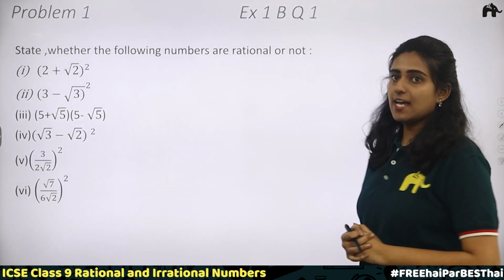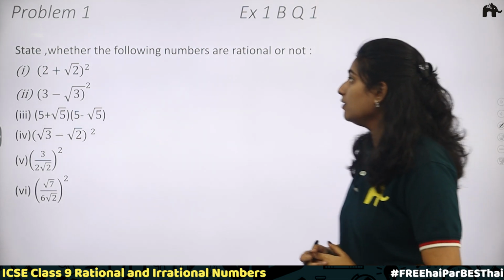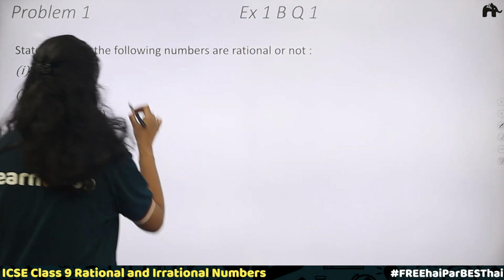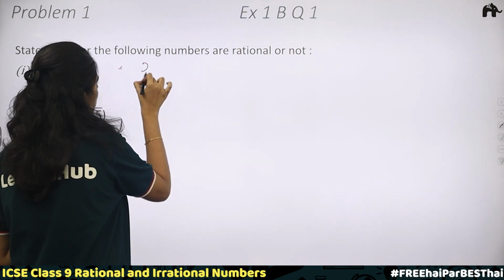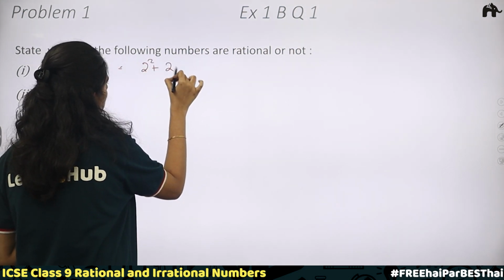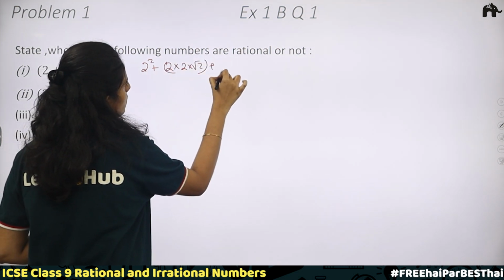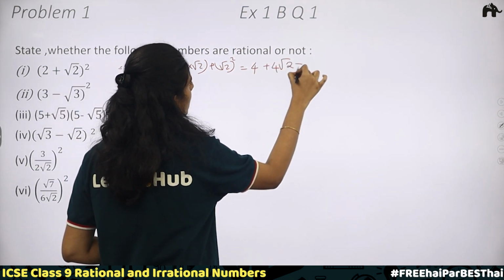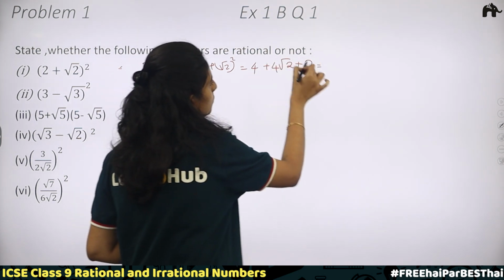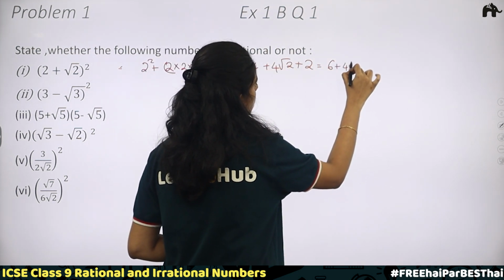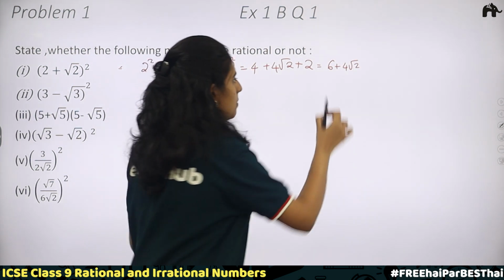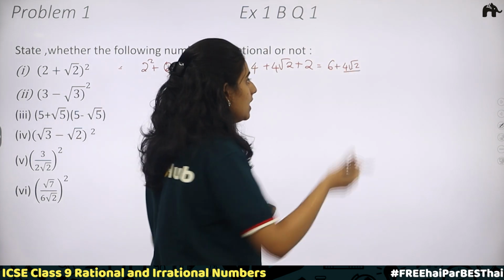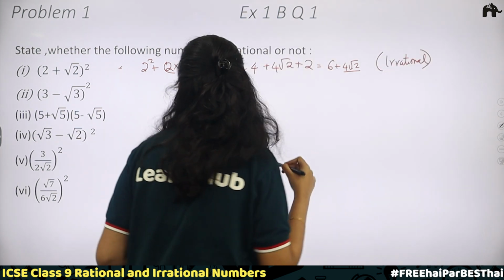Now let us do problems from exercise 1B. Question 1 of exercise 1B. State whether the following numbers are rational or not. The first one, (2 plus root 2) whole square. That is equal to (a plus b) whole square form: a square plus 2ab plus b square. 2 square plus 2 into 2 into root 2 plus root 2 whole square, which is equal to 2 square is 4, plus 4 root 2, plus root 2 square is 2, and that is equal to 2 plus 4, 6 plus 4 root 2. Here root 2 is an irrational number. Product of a rational and an irrational number is irrational. This irrational part, when added to a rational number, again you will be getting an irrational number. So this is irrational, not a rational number.